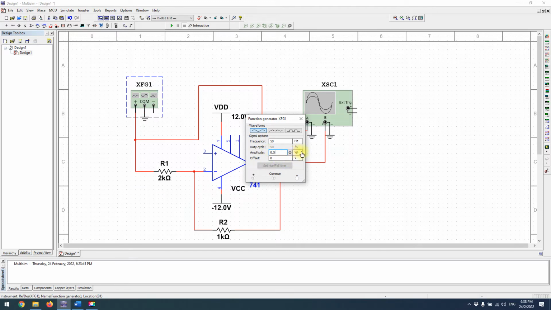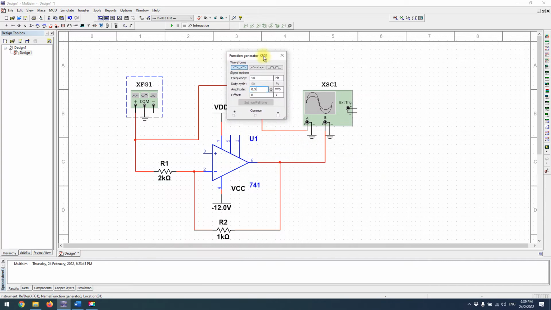Now, it's not peak to peak, but we need to change it to mV peak, right? Yeah, mV peak. 0.5 millivolt peak to peak. Later on you'll see what exactly happens.